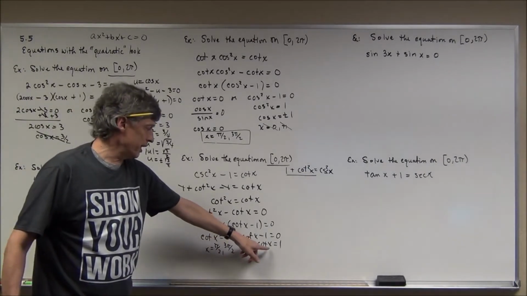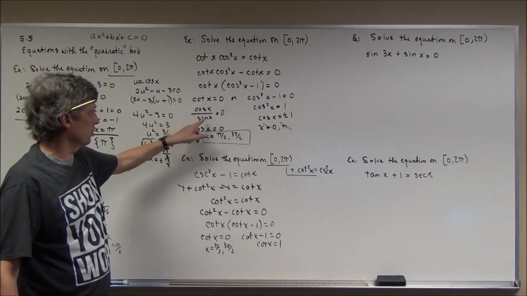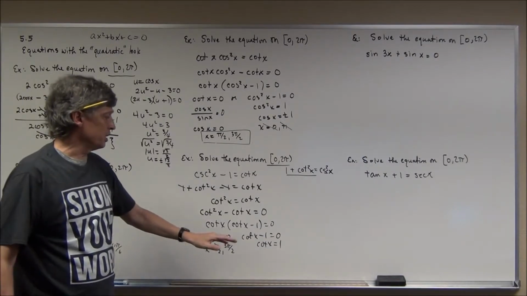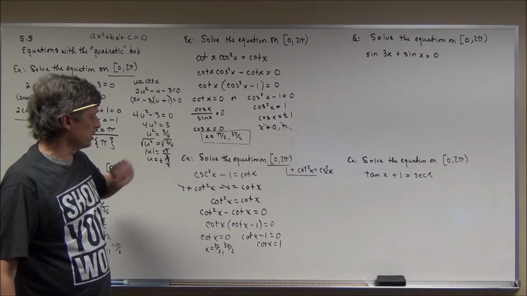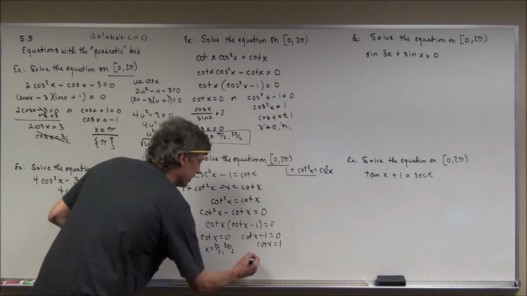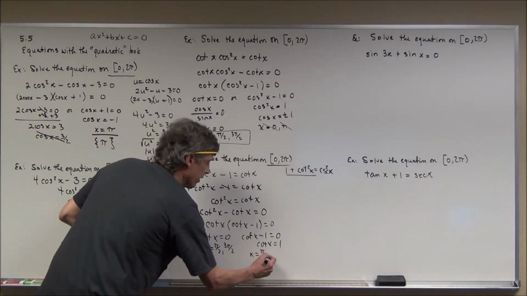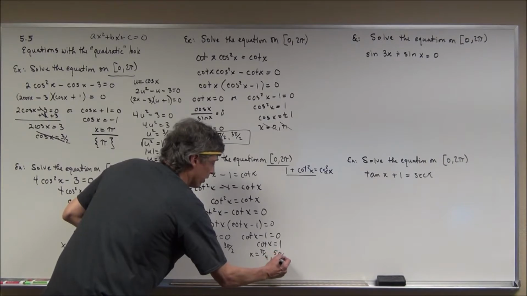And when is the cotangent of x equal to 1? Well, cotangent's cosine over sine. Cotangent's positive in the first and third. So it's equal to 1 when the numerator is the same as the denominator. Well, that happens at pi over 4 and 5 pi over 4.